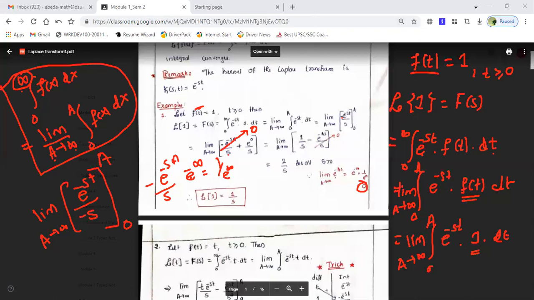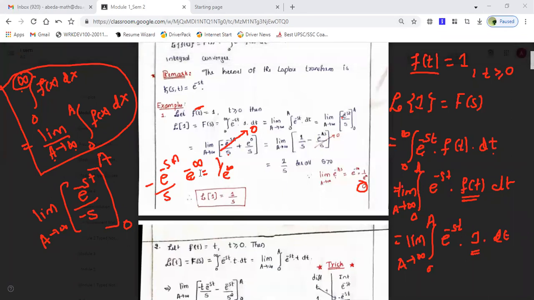Now what I was trying to say here, this particular value, you please remember: whenever you get values like e to the power minus infinity, this value will be tending to 0. So here this value will be tending to 0, and you are left with 1 upon s. The answer is 1 upon s. This is true for all s greater than 0. Therefore, the Laplace transform of this one is 1 upon s.